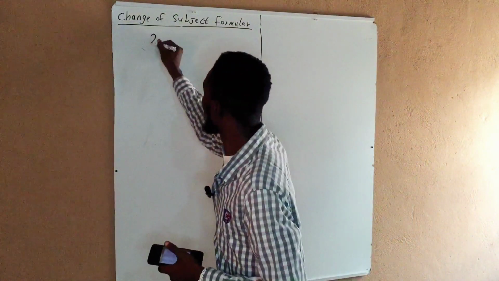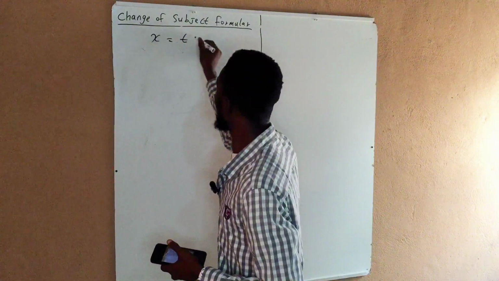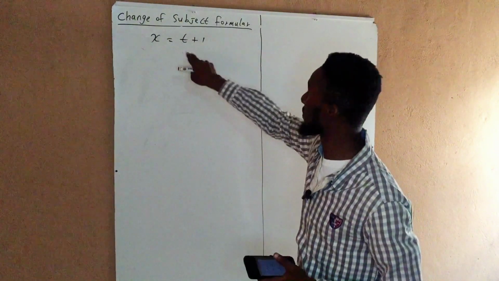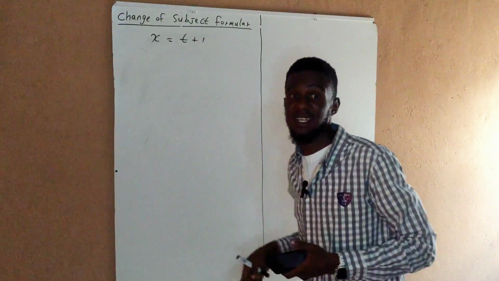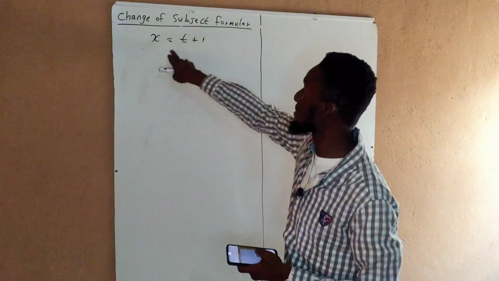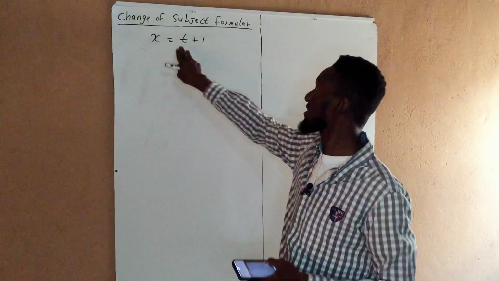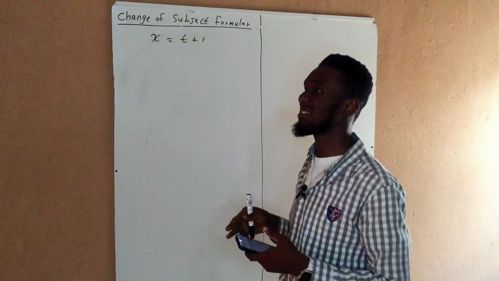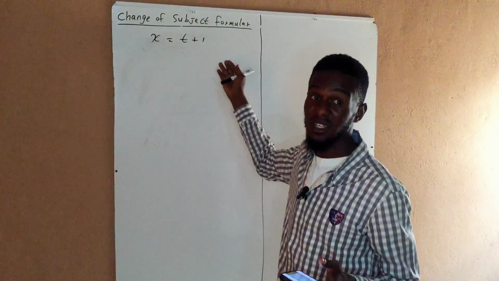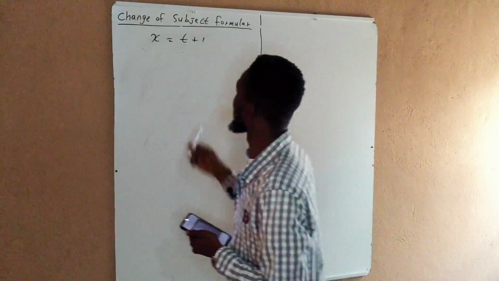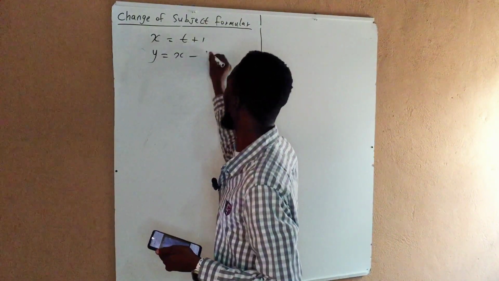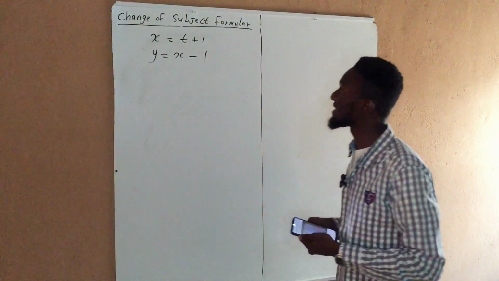When you have x equal to t plus 1, here the subject of this formula or the subject of the relation is x because x is standing on its own. It simply means this x is being expressed in terms of these other variables. Other variables just means the unknown terms in the equation. Now, when we have y equal to x minus 1, here the subject is y.